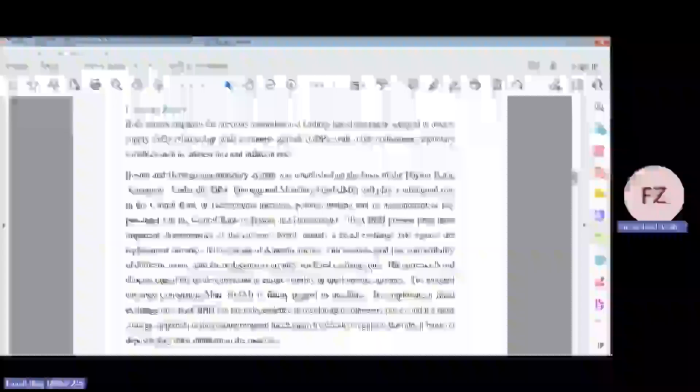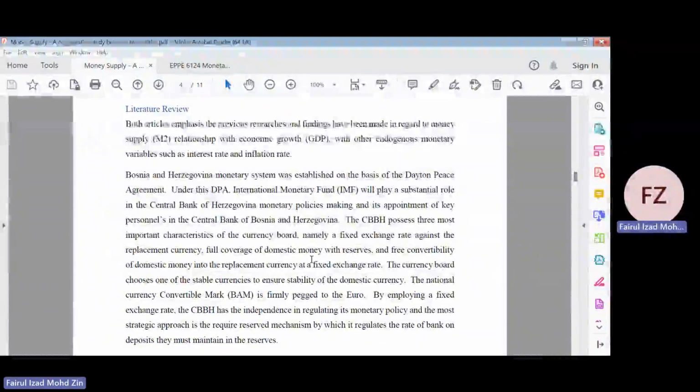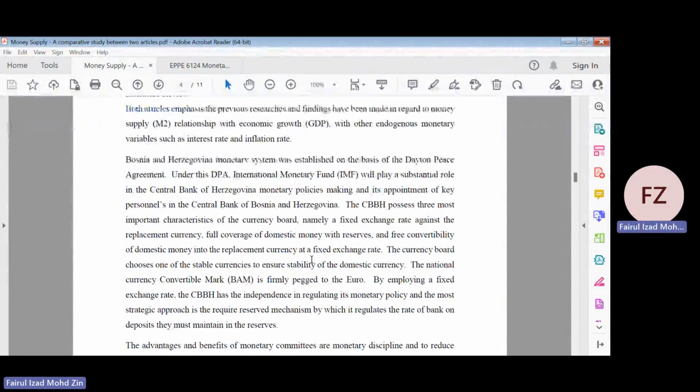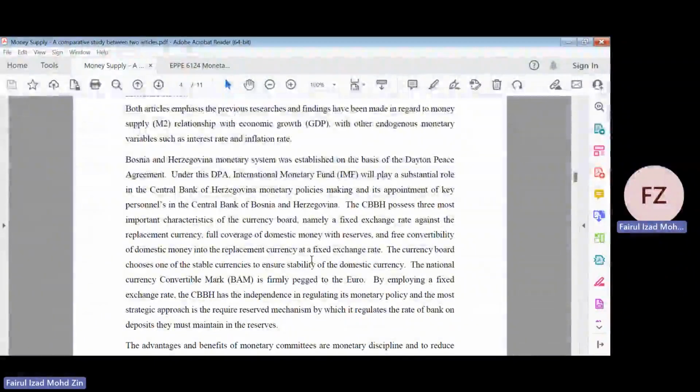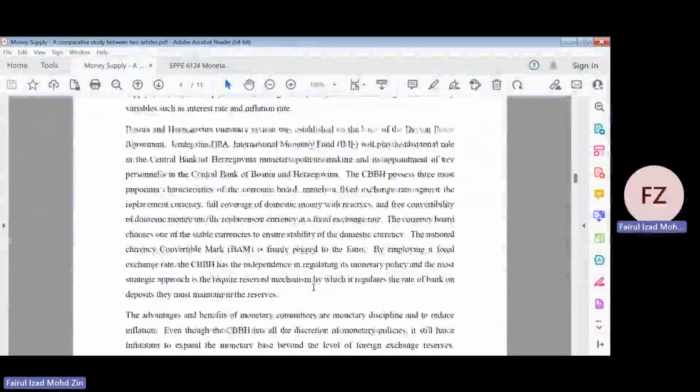The CBBH possesses the three most important characteristics of a currency board, namely a fixed exchange rate against the replacement currency, full coverage of domestic supply with reserve, and free convertibility of domestic money into the replacement currency at a fixed exchange rate. The currency board chooses one of the stable currencies to ensure stability of the domestic currency. The national currency, the convertible mark BAM, is fully pegged to the euro.